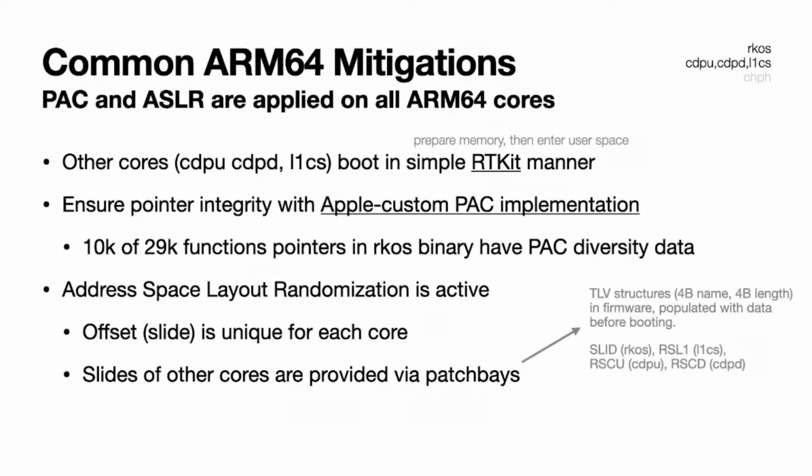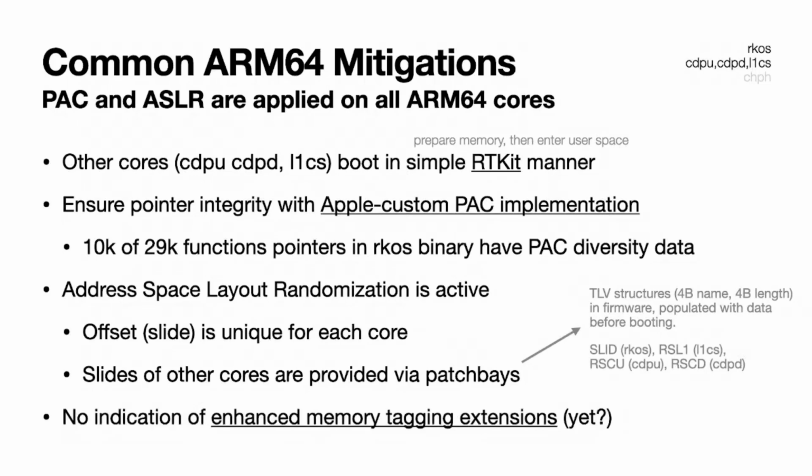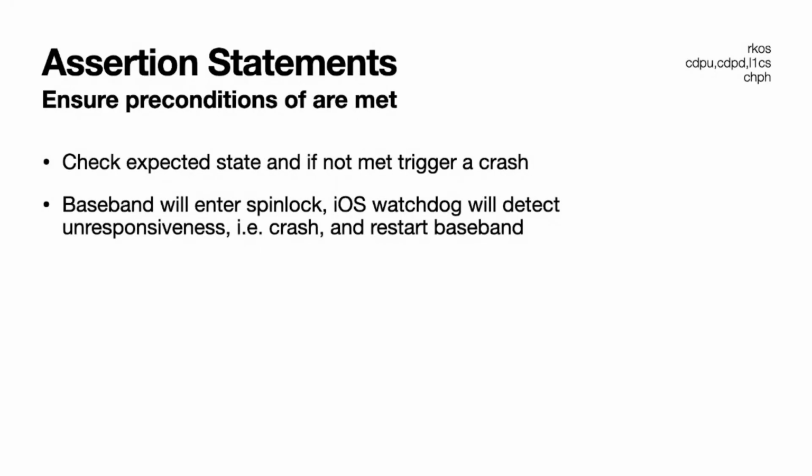ASLR is also active, and each core basically gets its own offset or so-called slide. And to enable cross-core communication, it also receives all the slides of the other cores upon boot. This is done via patch base. So those are little type length value structures in the beginning of some sections, which are populated with data upon booting. And so far, we haven't seen anything related to memory tagging extensions yet, but maybe that's an interesting feature for the future.